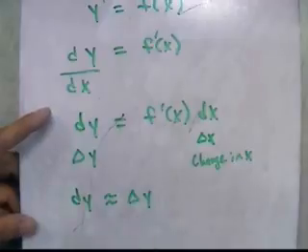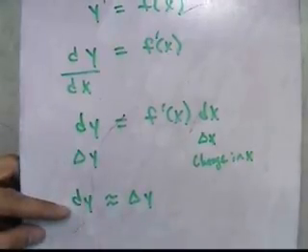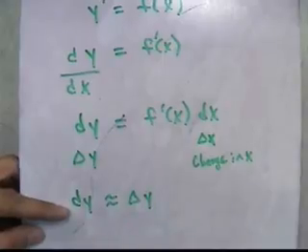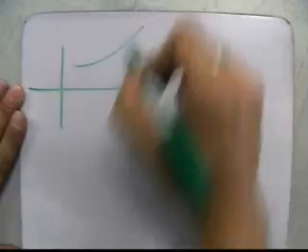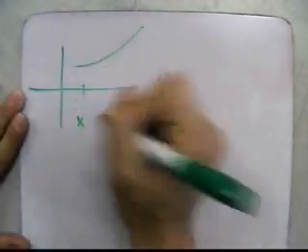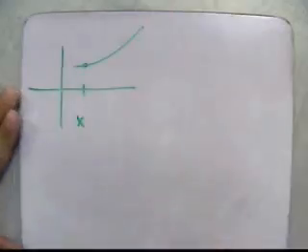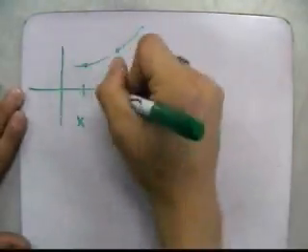Now, it's not going to be exactly the same. The dy is how much the y is actually changing. Delta y is the change in y, which is kind of hard to see. But let me just graphically explain what is going on here. Let's say I have some graph that goes like that. And I pick some x value at this point right here, and then I pick another x value out here.